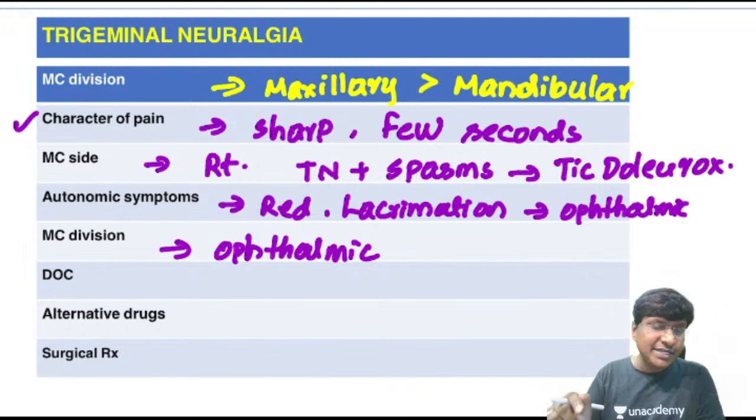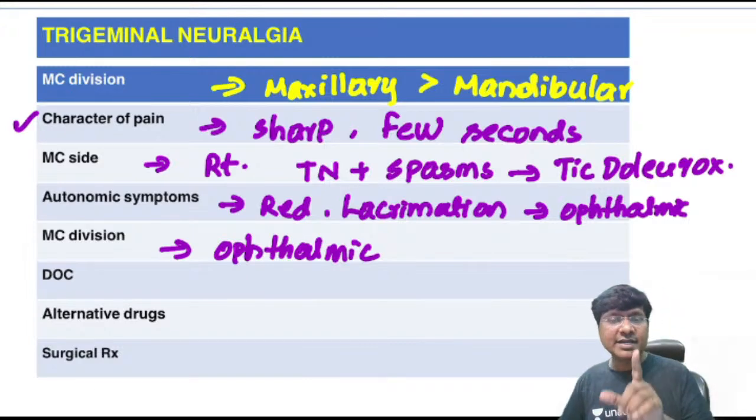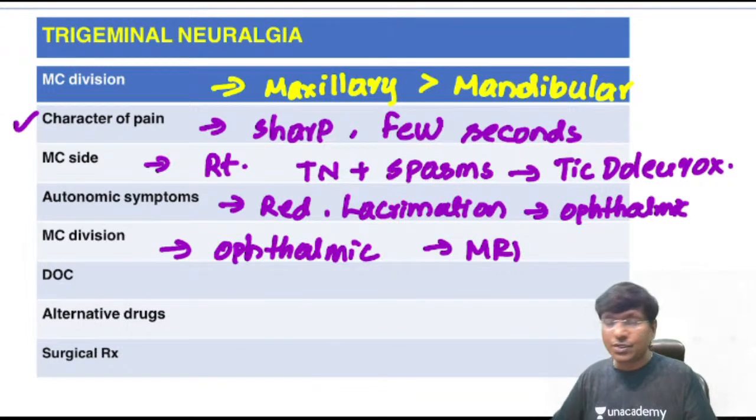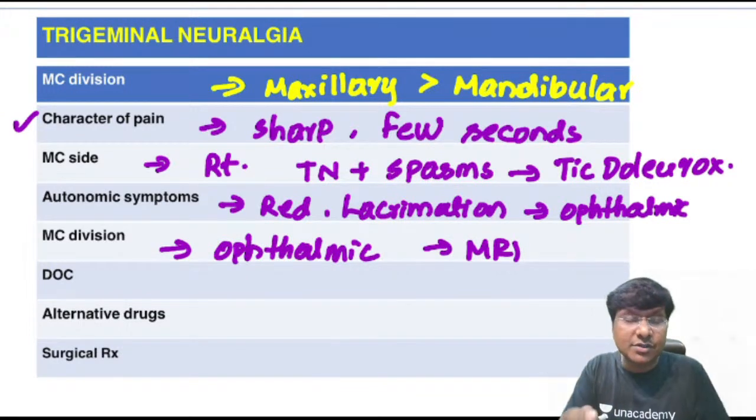Then what is the etiology for development of trigeminal neuralgia? It is the compression of the trigeminal nerve root. So once you clinically confirm it is trigeminal neuralgia, then you have to do an MRI to look for the compressive lesion causing compression of the trigeminal nerve root.